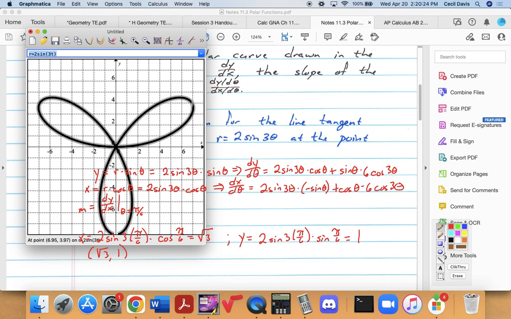So at pi over 6, I've done something wrong. What else is new today? Because this is pi over 6, is the end of this deal. What is it?